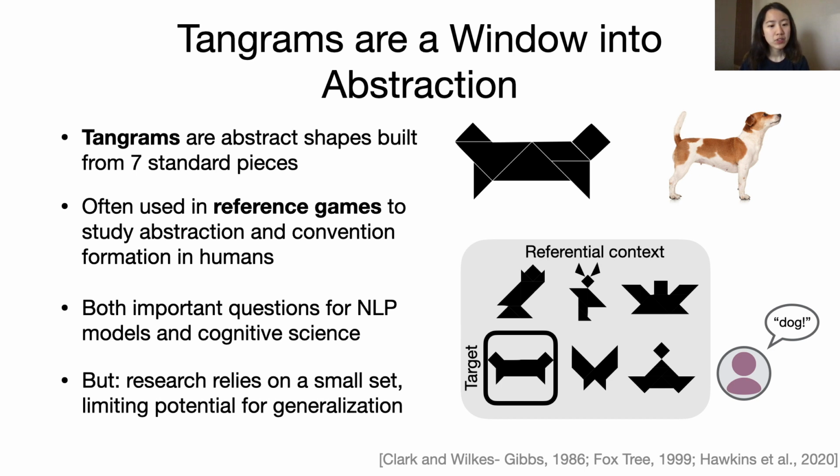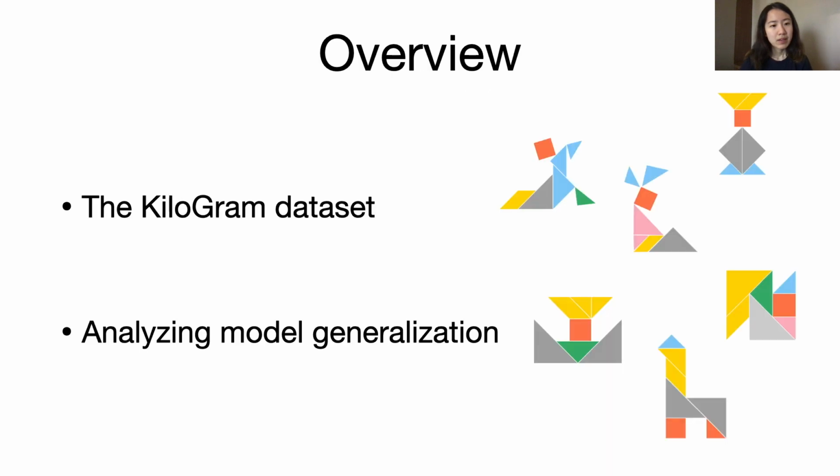However, current research relies on a small set of tangrams. The lack of a wide range of diverse shapes limits our ability to test for generalization. My talk will be divided into 2 parts. First, I'll introduce Kilogram, a new resource we create using Tangram shapes. Second, I'll use Kilogram to analyze vision and language model generalization.